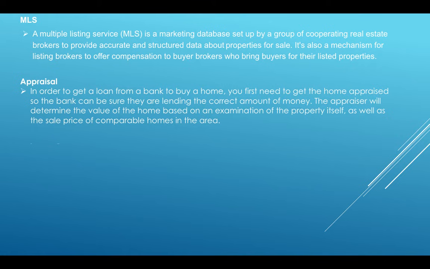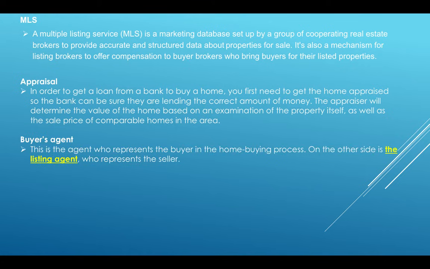So that's it. Buyer's agent. This is the agent who represents the buyer in the home buying process. On the other side is a listing agent who represents the seller. Self-explanatory. So a buyer's agent is someone that's assisting the buyer.